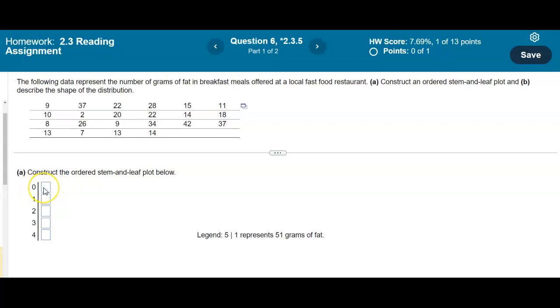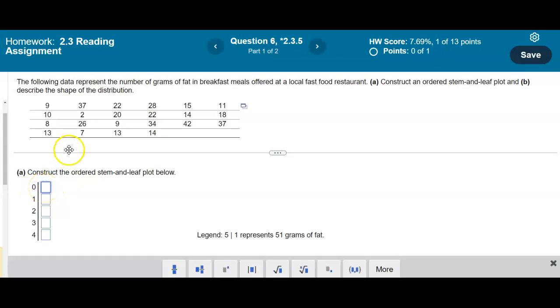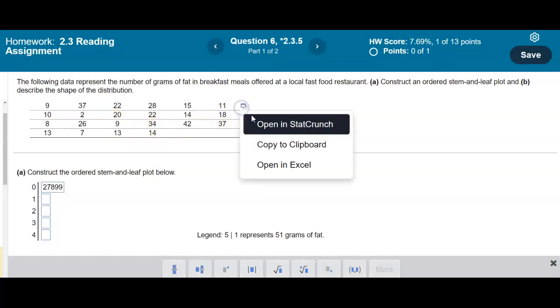So remember that if we're looking at 0, we're going to start with all the single digit numbers that we have here. The first single digit that we can see starts with 2, and then there's 7, and then there's 8, and then there's 2 9s. Now we could also do this using StatCrunch. So let's go ahead and do that.